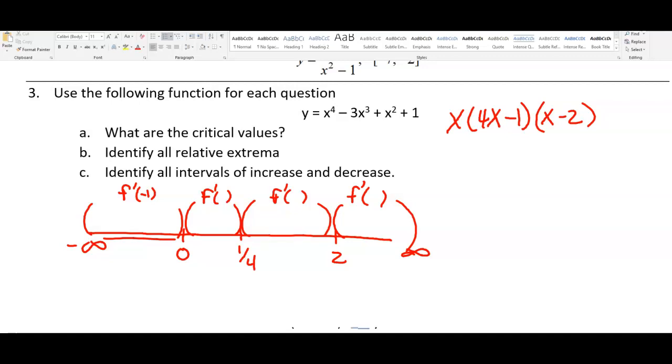So if I were to plug in a -1 for x, I would get -1 there. I would get -5 here, and over here I'd get -3. And if you multiply three negative numbers together, you're going to end up with a negative. So that means my slope is decreasing on that interval. Then we're going to repeat that.